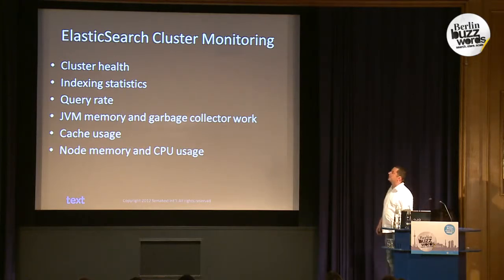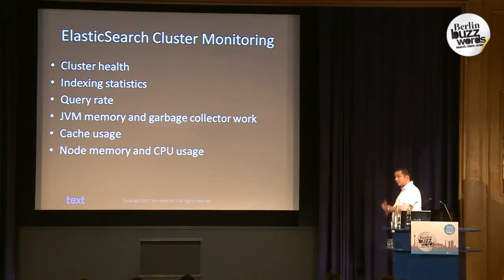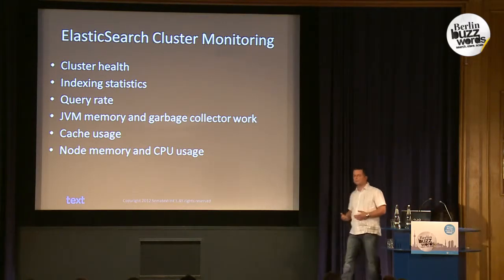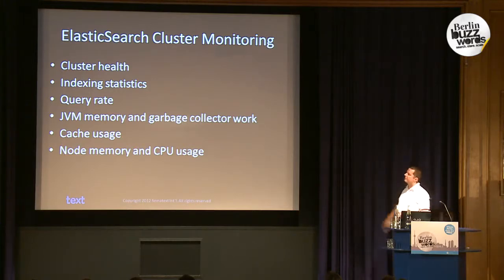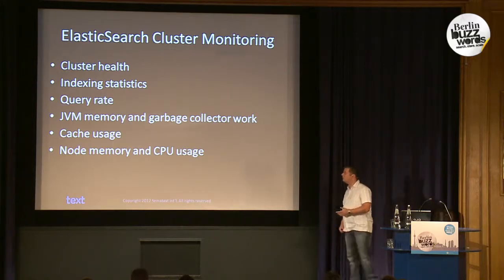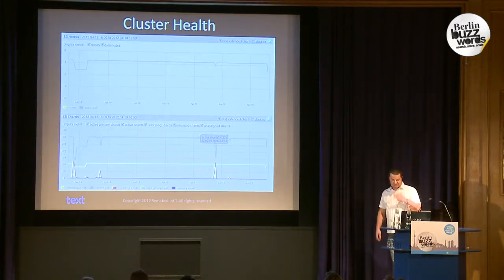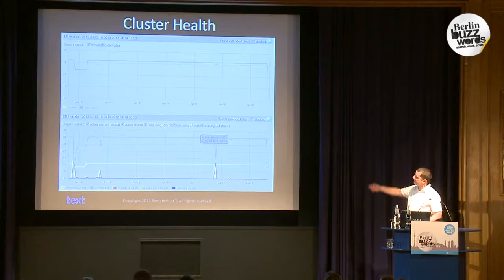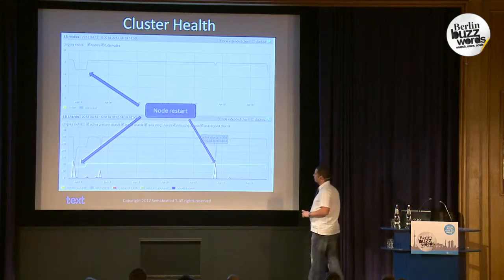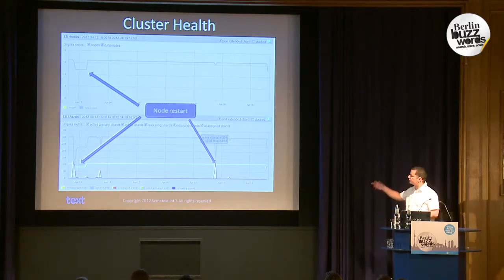And the last thing I wanted to talk to you about is the Elasticsearch monitoring tool. The deployment is now becoming the new production. We monitored it. We used SPM to monitor things such as cluster health, index statistics, query rate, JVM memory and garbage collector, cache usage, and node memory and CPU usage. You can see all of that at our stand downstairs. For example, for cluster health, you can see the charts. Here are the node restarts. We had more than 300 active shards. It's an average for the given amount of time, 5 minutes.